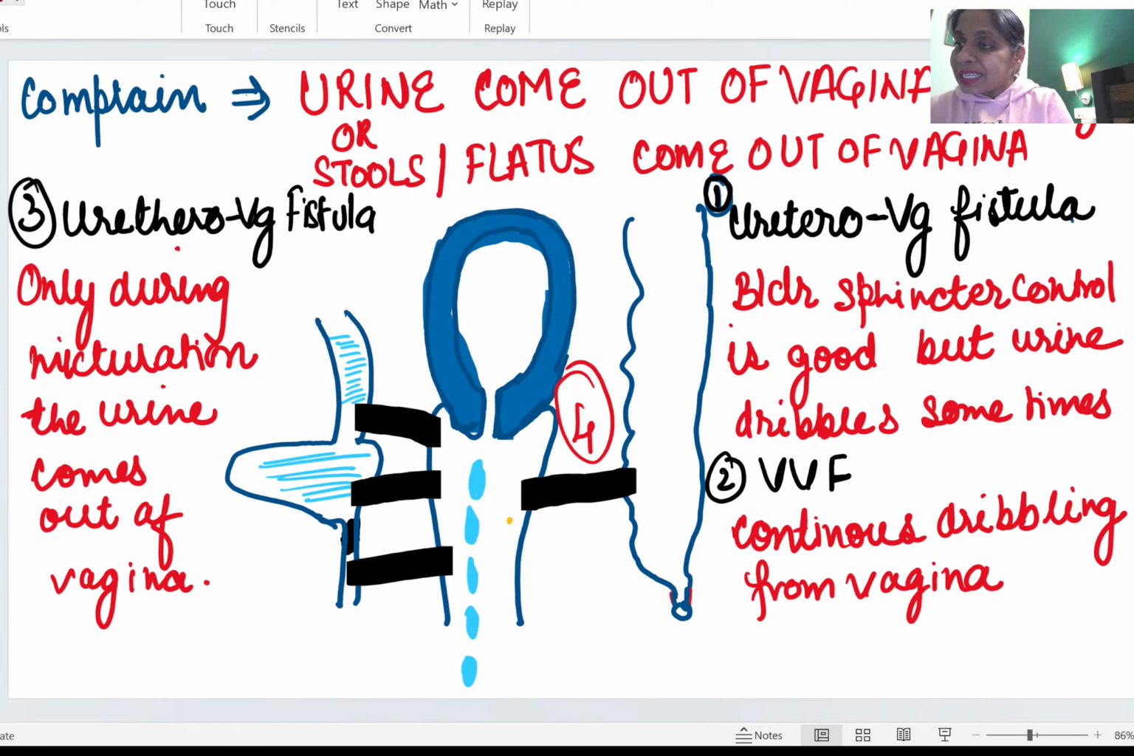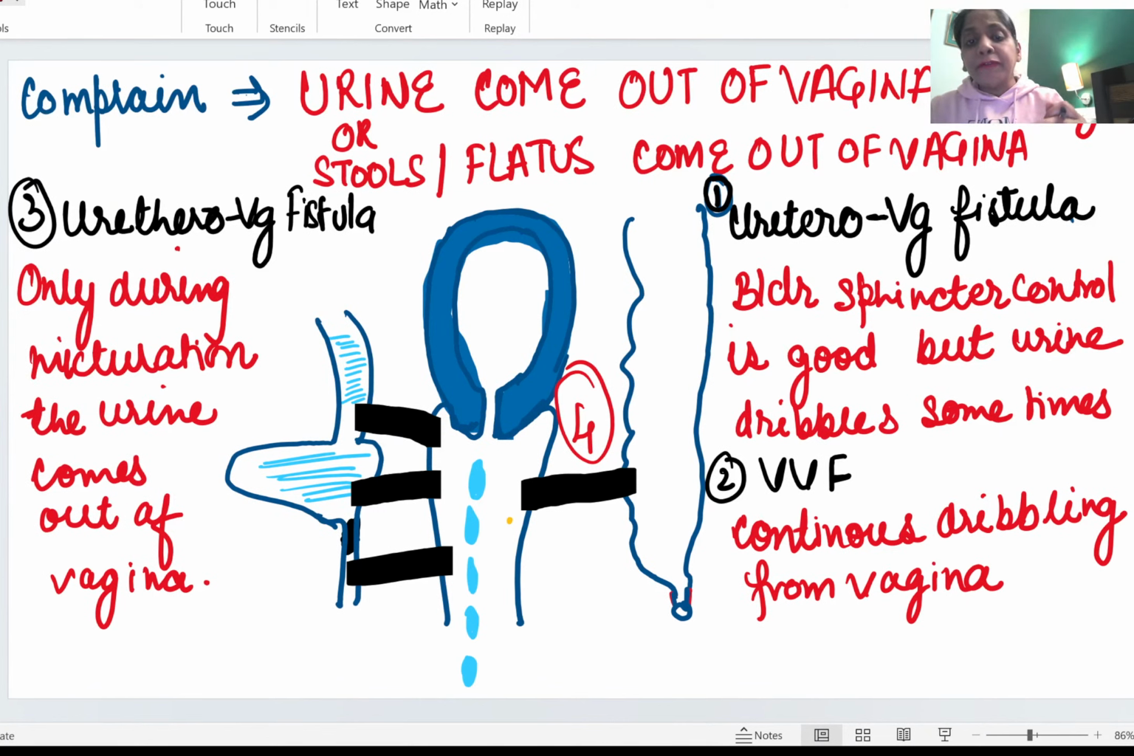Stools or flatus will come out, right? If the fistula is rectovaginal, then stools or flatus will come out of the vagina. Okay. Now let us see how the complaint varies in ureterovaginal, vesicovaginal and urethrovaginal fistula.